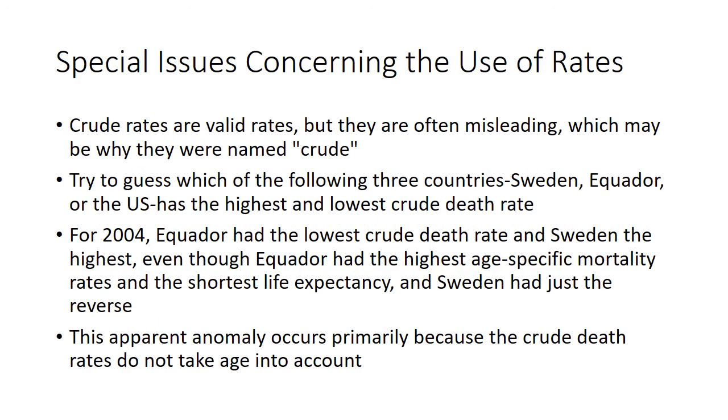Now, crude rates can be valid rates, but they're oftentimes misleading, which is why they're named crude, right? So, for instance, if you were to guess which of the following countries, Sweden, Ecuador, and the U.S., has the highest and lowest crude death rate, which one would you guess? For 2004, you would find that Ecuador had the lowest crude death rate and Sweden the highest. Even though Ecuador has the highest age-specific mortality rates and the shortest life expectancy, and Sweden had absolutely the reverse. This apparent anomaly is occurring because you're only looking at the crude death rate and not taking into account the effect of age.